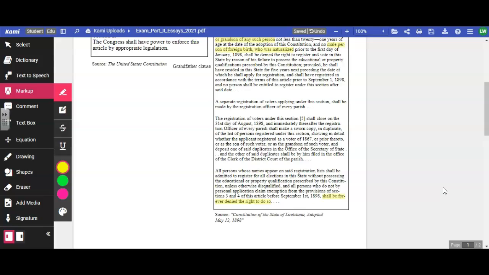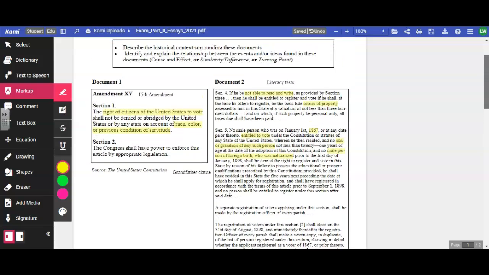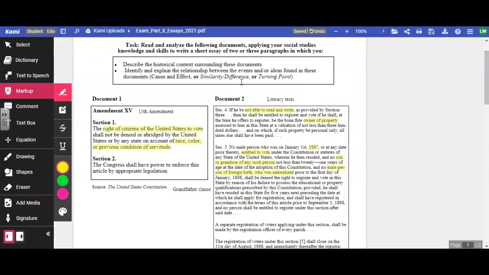So, let's keep in mind, we're looking for either cause and effect, similarity or difference, or turning point. This document happened first, then this document happened. Okay, document 1 came first, then document 2 came second, so let's think about that too. We got some obvious differences going on between here, but obvious similarities. So both of these have to do with the right to vote, okay? And we have to think about, what do you know from your background knowledge of who this might be targeting?